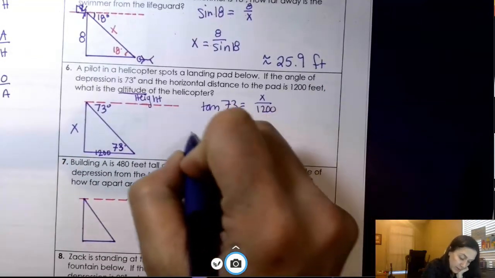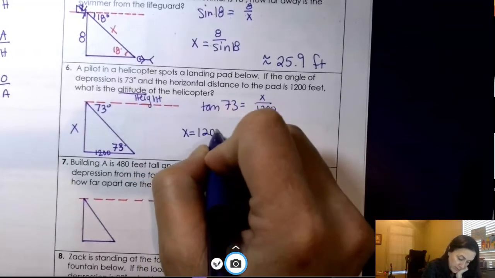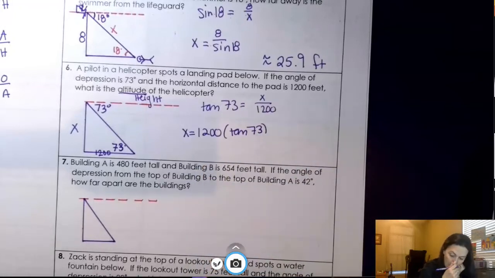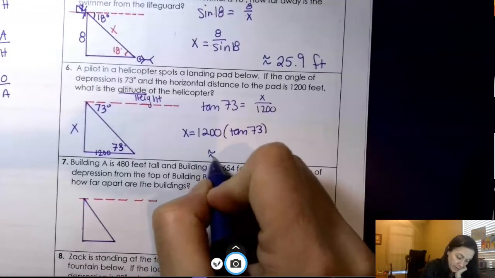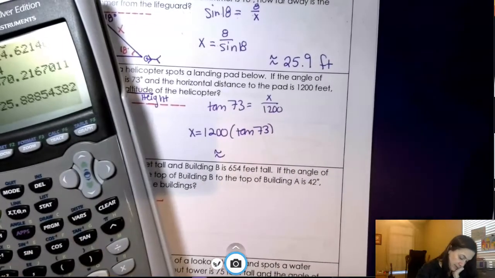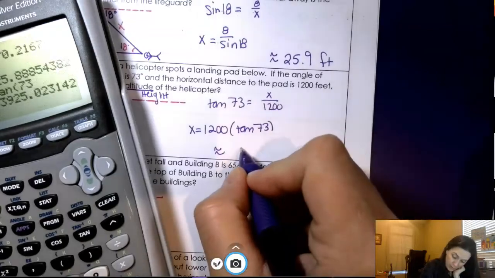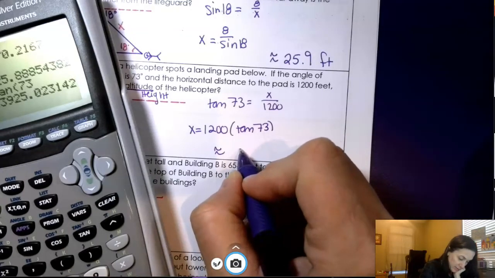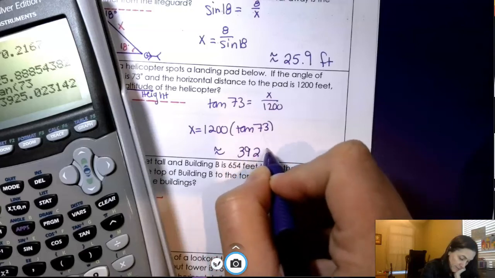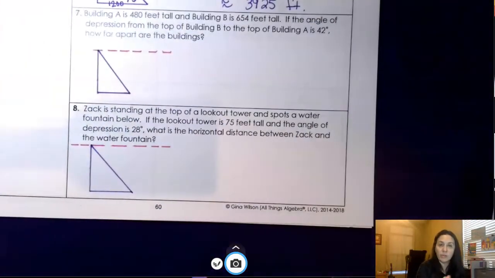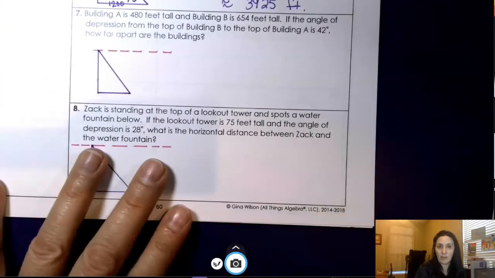Multiply both sides by 1,200, we end up with x equals 1,200 times tangent of 73. Plugging that in our calculator, 1,200 tangent 73, we should get about 3,925 feet. Okay, so I'm going to pause and I'm going to work these out so I can just show them to you. Pause, work them out, set them up first, then come back and check the answers.